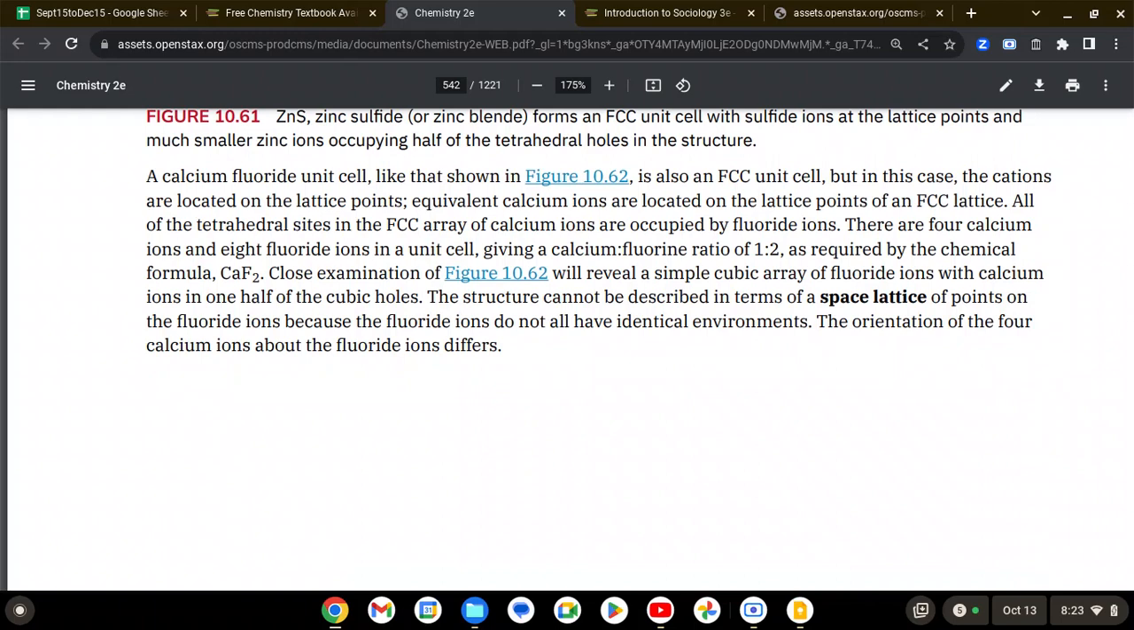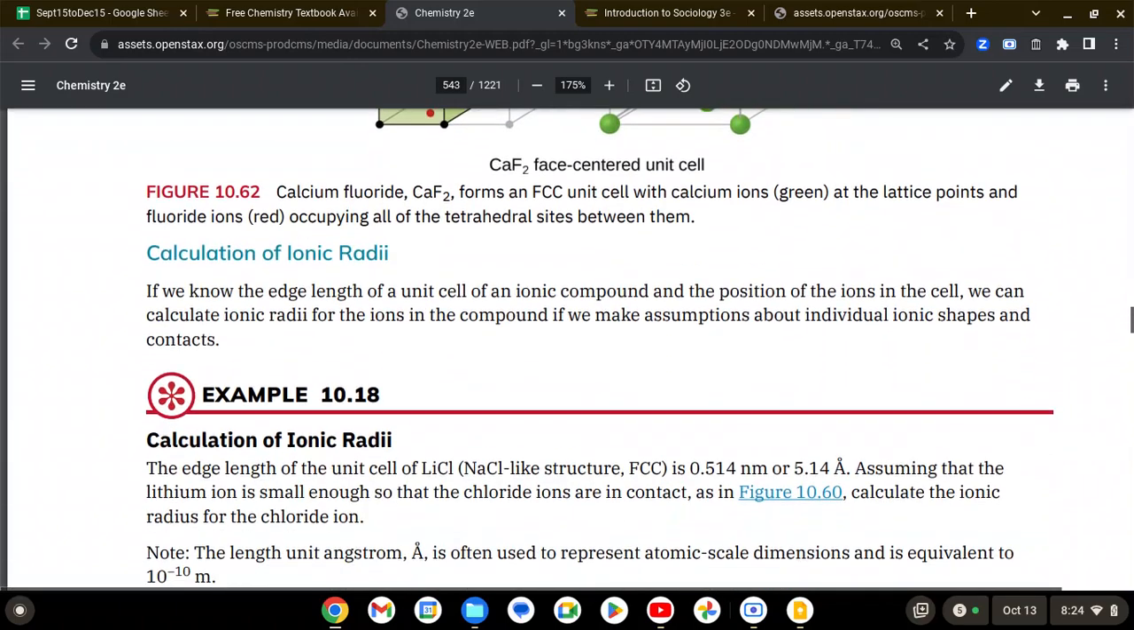Close examination of figure 10.62 will reveal a simple cubic array of fluoride ions with calcium ions in one half of the cubic holes. The structure cannot be described in terms of a space lattice of points on the fluoride ions because the fluoride ions do not all have identical environments. The orientation of the four calcium ions about the fluoride ions differs.